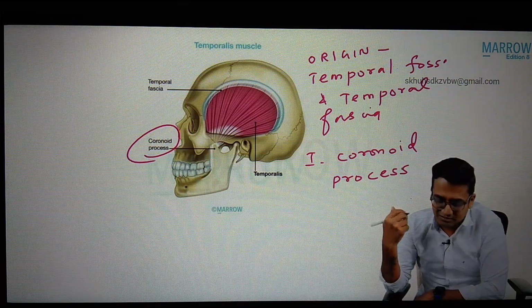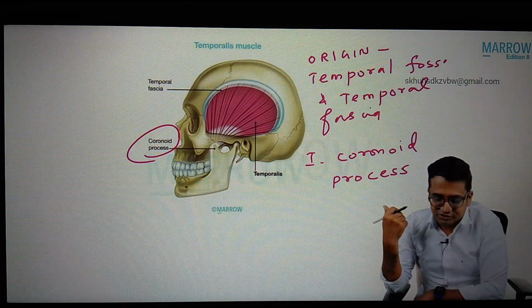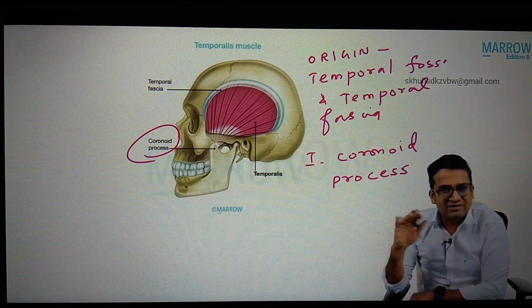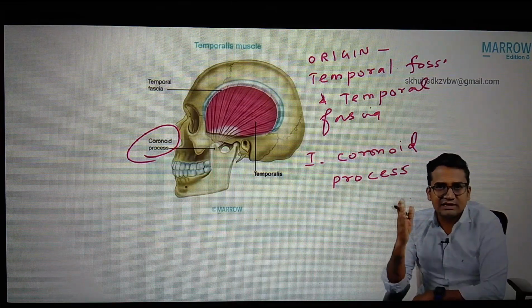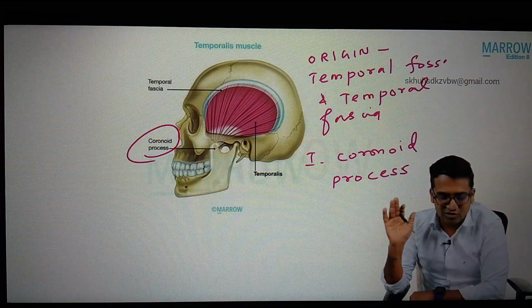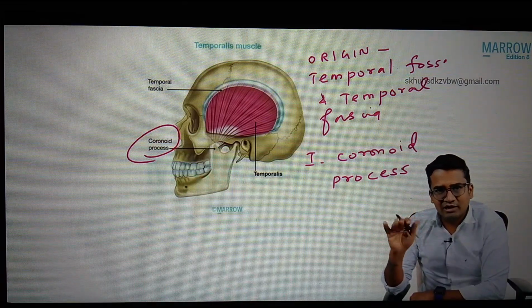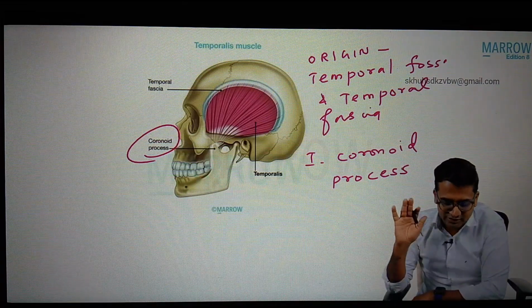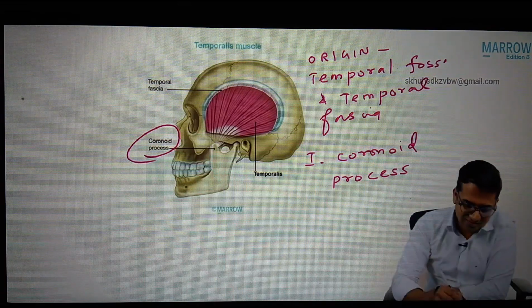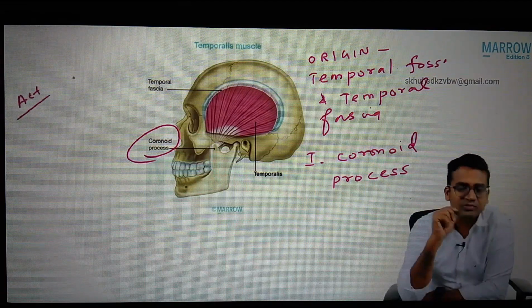Nerve supply is the mandibular nerve. The anterior division of the mandibular nerve gives a branch to the temporalis muscle. We discuss nerve supply in the mandibular nerve topic separately, so don't bother about it now. If you remember they are supplied by the mandibular nerve, that is more than enough. Now, what is the action? That is what we have to know. What is the action of the temporalis muscle?